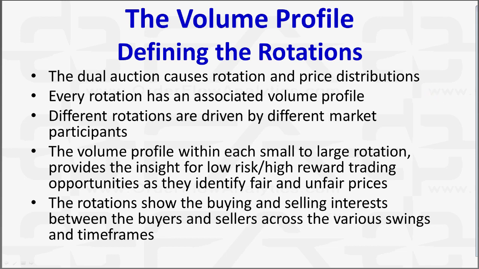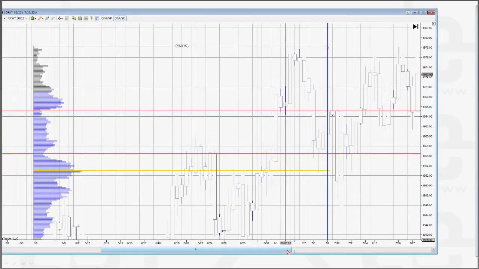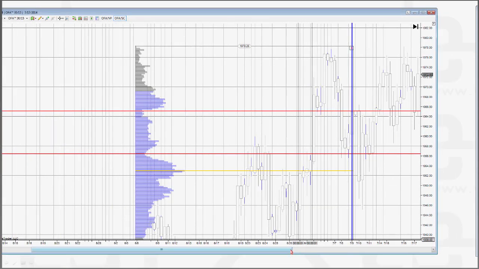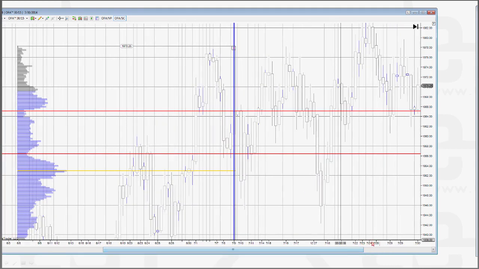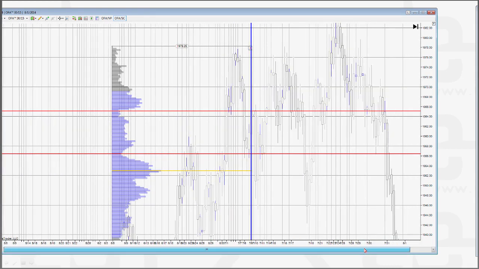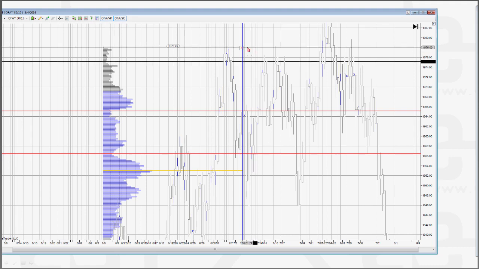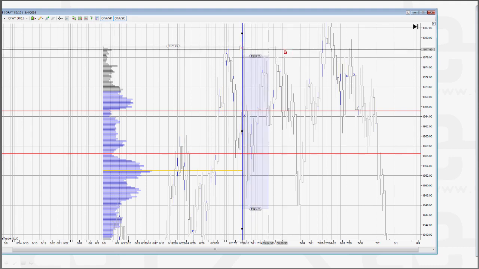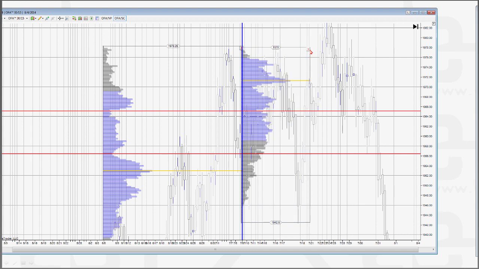So those are the rotations, and that's how we start to use volume profile as it develops. The next thing that I would do in this, there's my volume profile. Next thing I would do is, let me scrunch this up a little bit more. As price is moving up and down, I would continue to build volume profiles as price moved higher or lower.